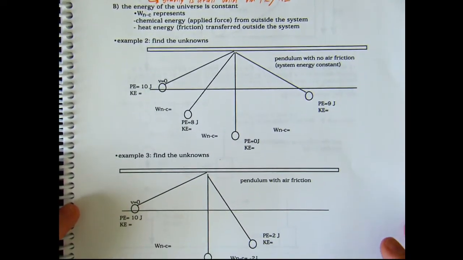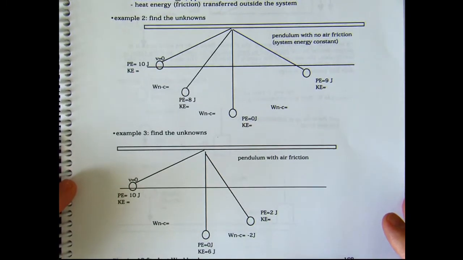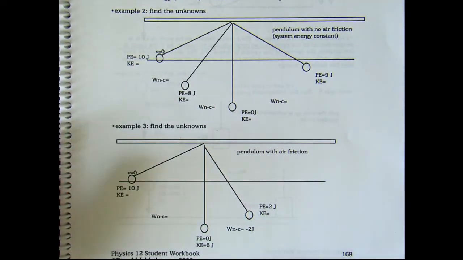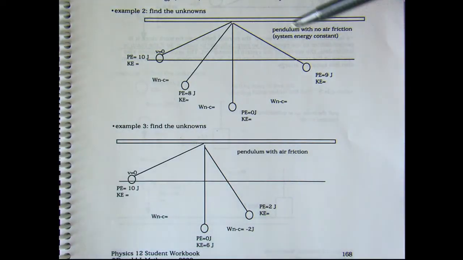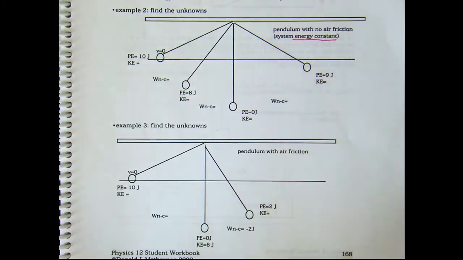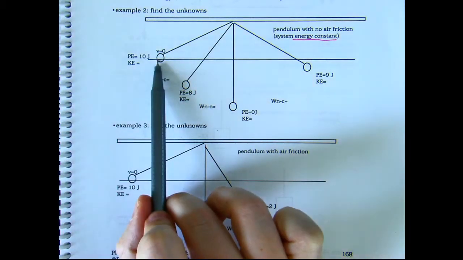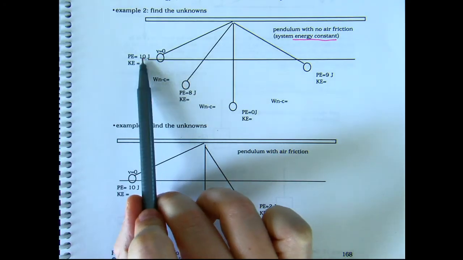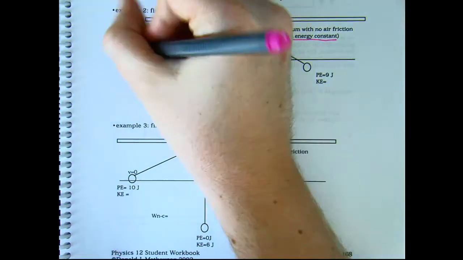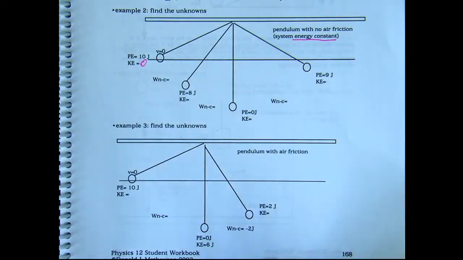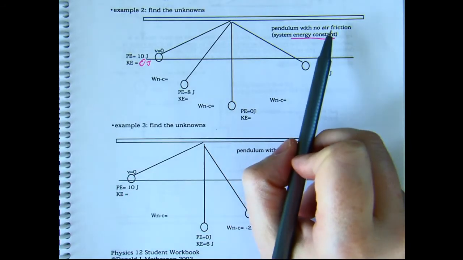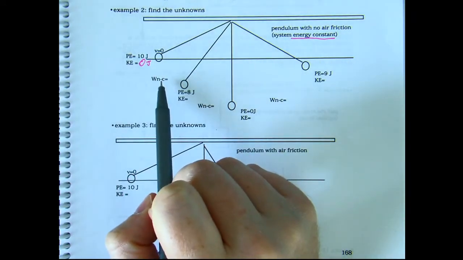And so even with these simple ideas, we have to talk them through so that we can use them appropriately. So let's look at this. We've got a pendulum here with no air friction. The system energy is constant. We've got a pendulum in a vacuum. So if at the beginning here there is no velocity, it's being held at this point, and we're told that it has 10 joules of potential energy. If it's not moving, it also has 0 joules of kinetic energy. If there is no friction, there is no non-conservative work.